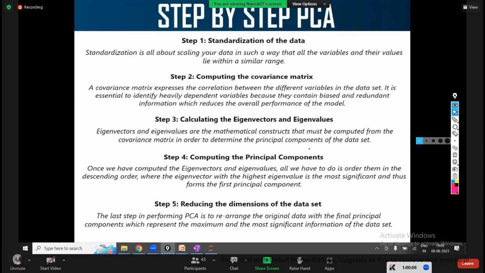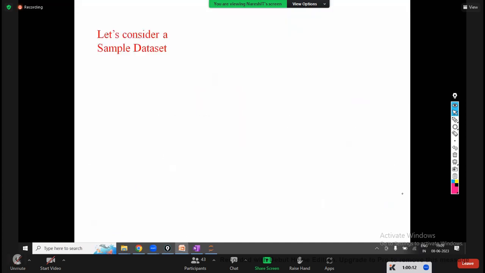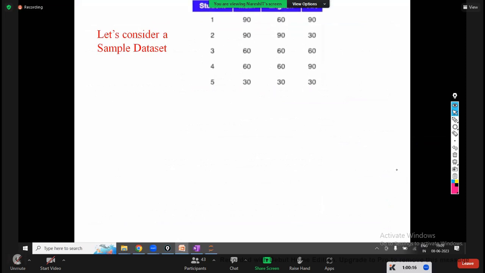Is that clear? So let us do one by one, step by step. Let me explain. Let us consider a sample data set. In that sample data set, I'm having maths, English, and arts marks of 5 students. Total, how many input columns are there now? 3 input columns, x1, x2, and x3.